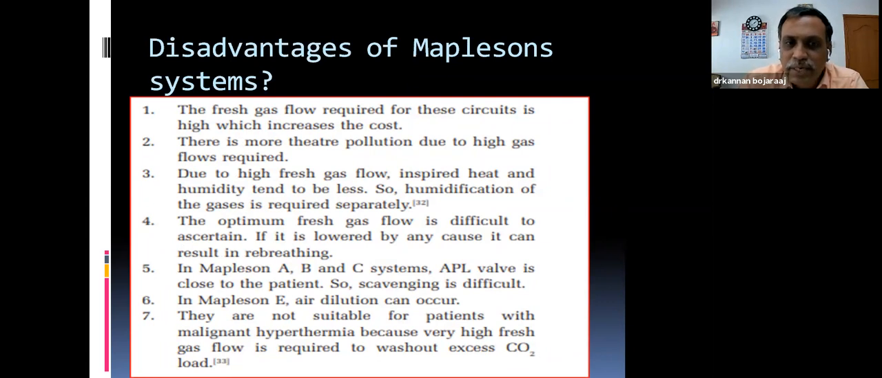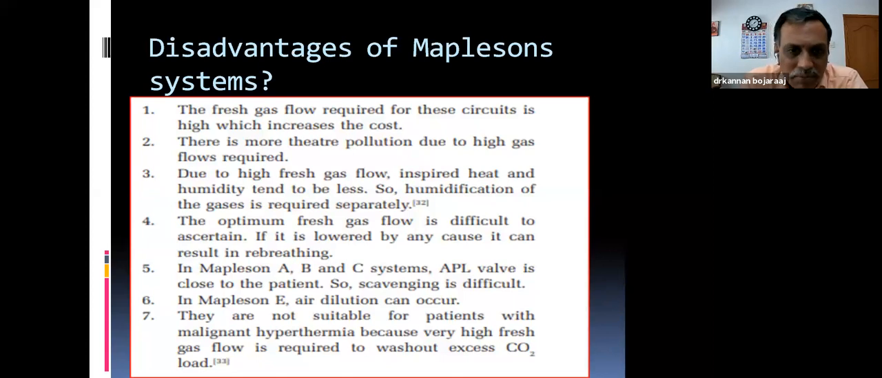Due to high fresh gas flow, inspired heat and humidity tend to be very low, and humidification of the gas is required separately. Otherwise, dry gases will be insufflated into the patient's lung, producing these drying effects. There are many effects of drying, and the optimum fresh gas flow is difficult to ascertain. If it is lowered by any cause, it can result in rebreathing.